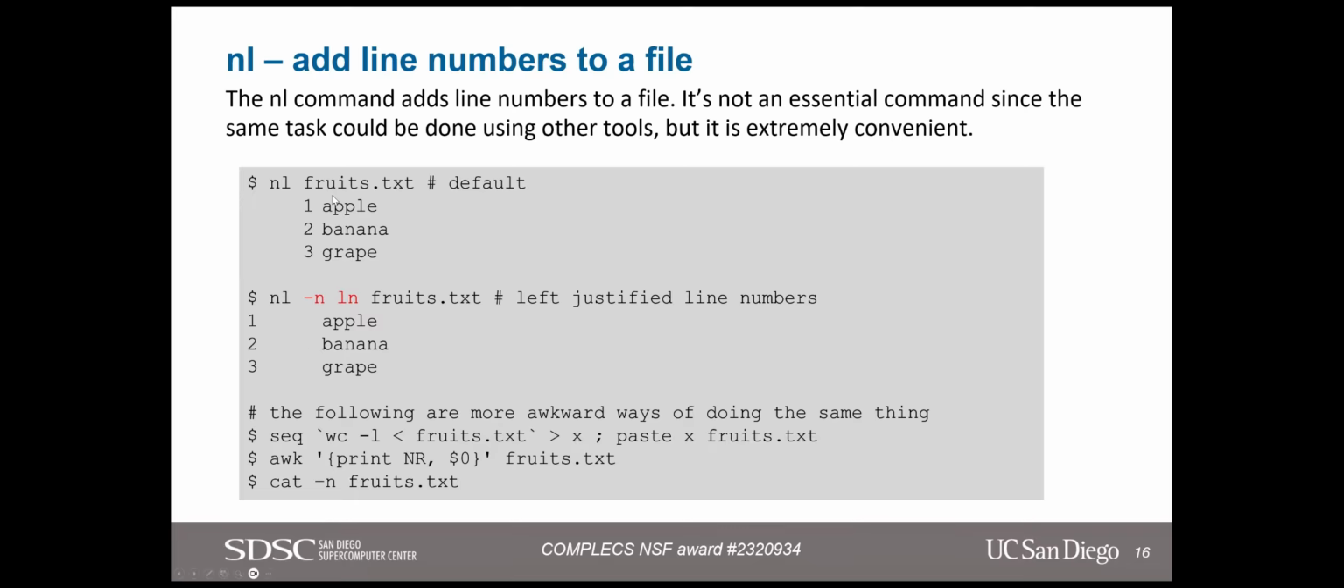So in the first example, we just use nl fruits.txt, and it's going to put a number by each of them. In the second example here, if you use -n ln, you're going to left align the numbers.